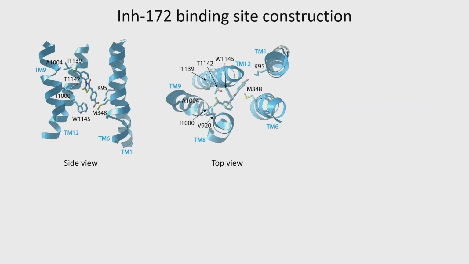So here is the side view and the top view of the drug in the pore. You can see here the interacting transmembrane segments are TMs 1, 6, 8, 9, and 12.